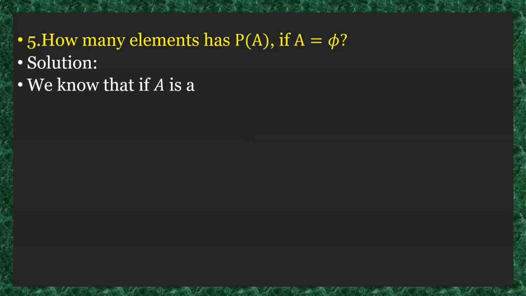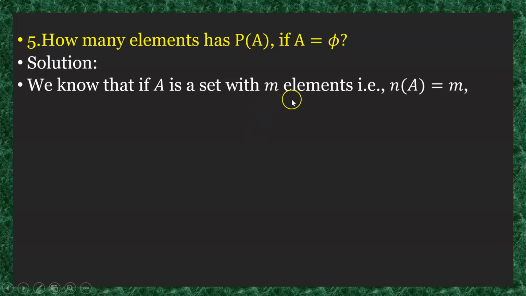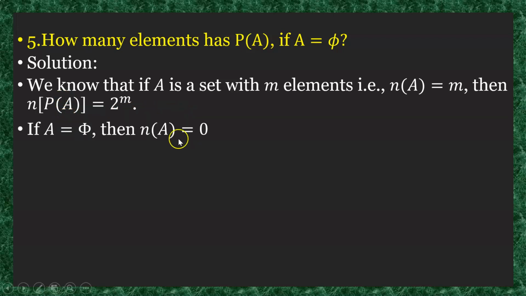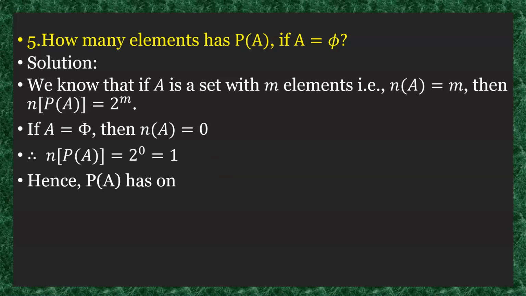We know that A is a set with m elements, that is, n of A is equal to m. Then n of P of A is equal to 2 raised to m, and this is the formula. If A is equal to phi, then n of A is equal to 0. It's empty. And therefore, the power set of A, that is, n of P of A, is equal to 2 raised to 0, and 2 raised to 0 is 1. And hence, P of A has one element.